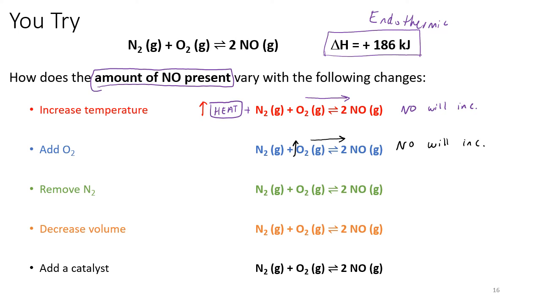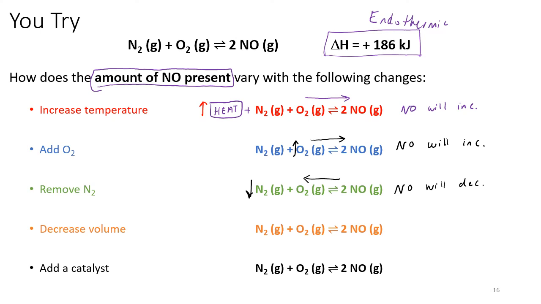If we remove N2 gas, take away a reactant, now the system overcomes that stress by making more of what was taken away and shifting towards that removal. So it's going to go back to the left, away from the nitrogen monoxide. So if we remove N2, the amount of nitrogen monoxide will decrease.